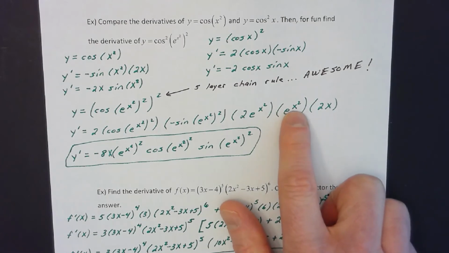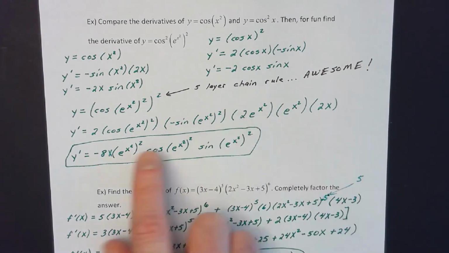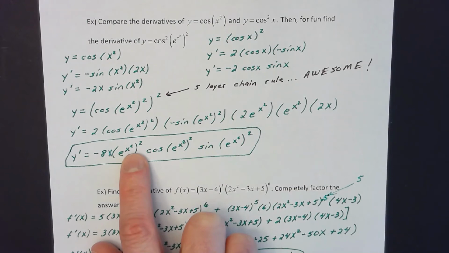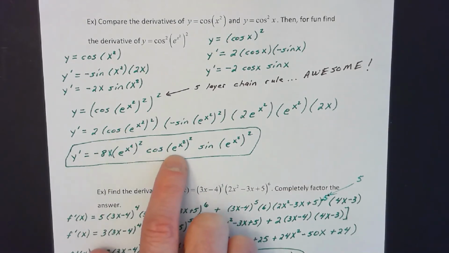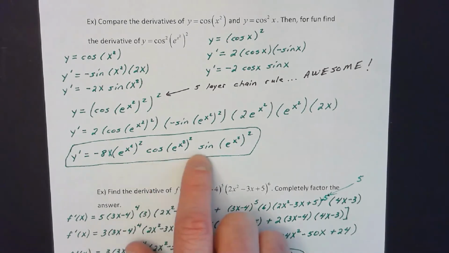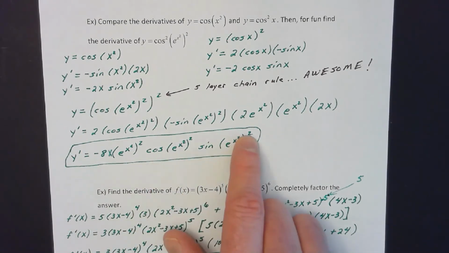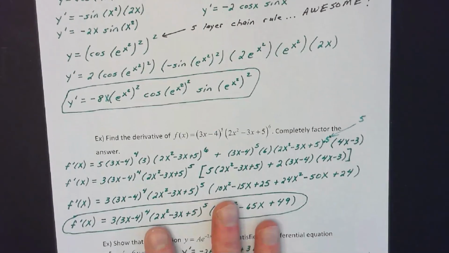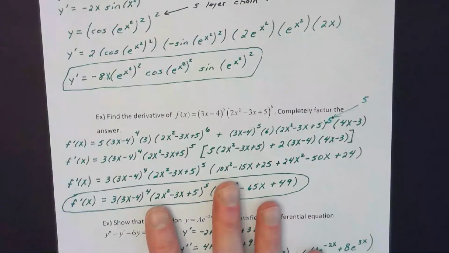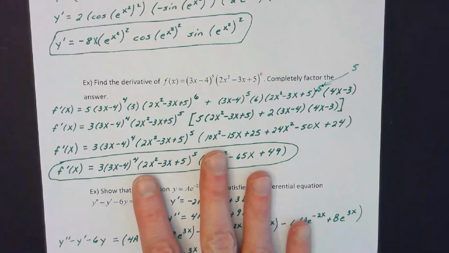I had an e to the x squared times an e to the x squared. So you have e to the x squared quantity squared. And then your cosine of the angle squared, and then your sine of the angle squared. Gorgeous answer there. Now I want to go back to one that uses the product rule again.